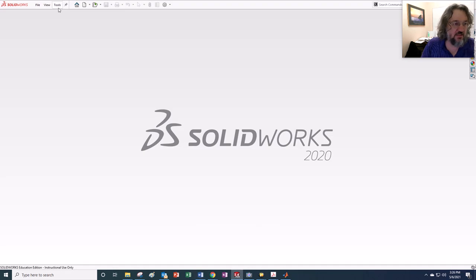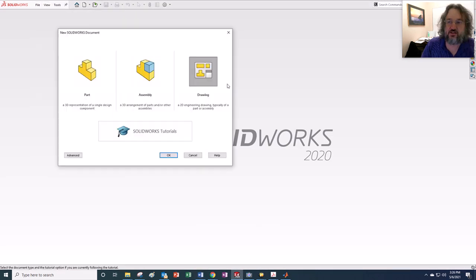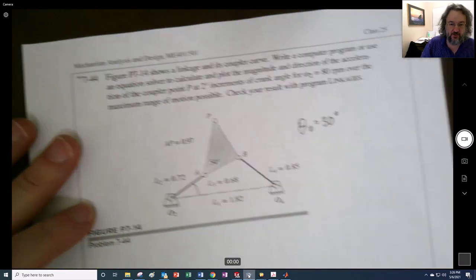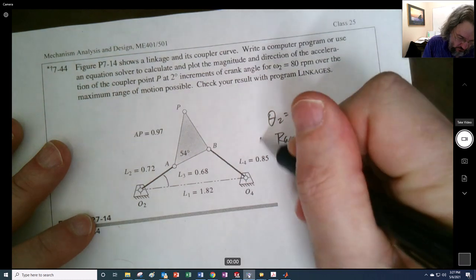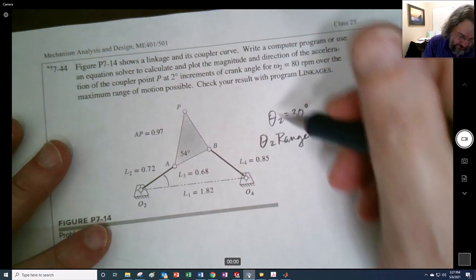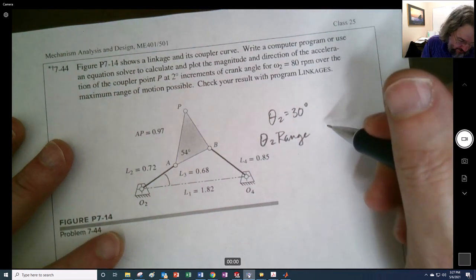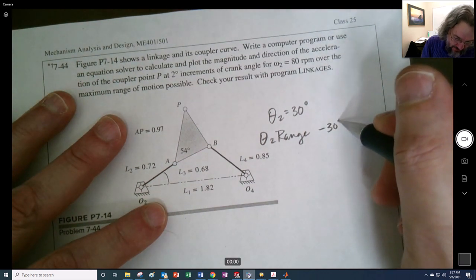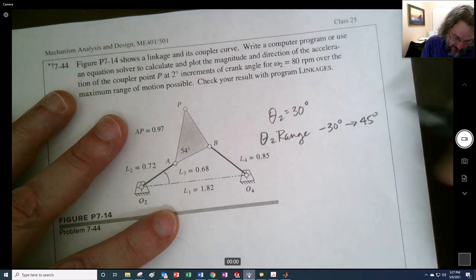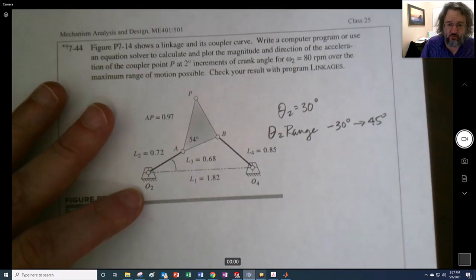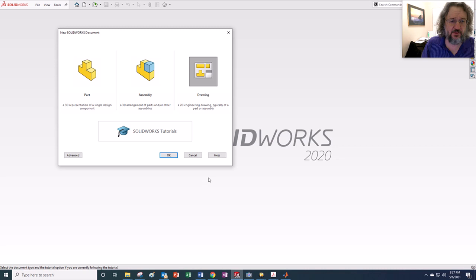Okay, well, let's go ahead and make this in SolidWorks. We could do this in any order. We could have done the analysis of the thing, but maybe I'm going to write down on my sheet here some things. We could say the O2 range is going to be somewhere between negative 30 degrees to positive 45 degrees, we think. We think we can make it all the way. We'll confirm it with SolidWorks.